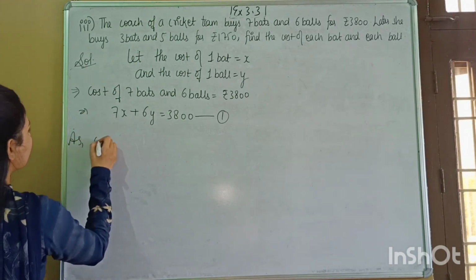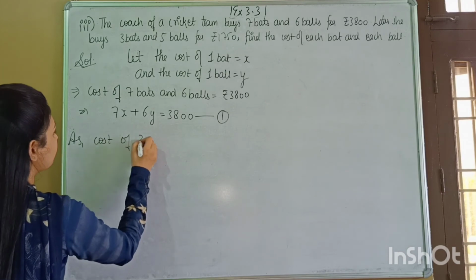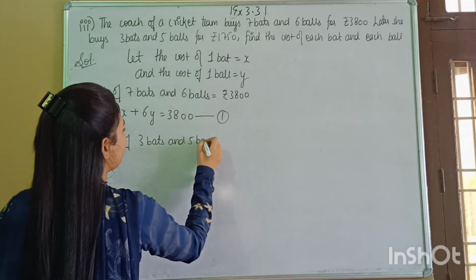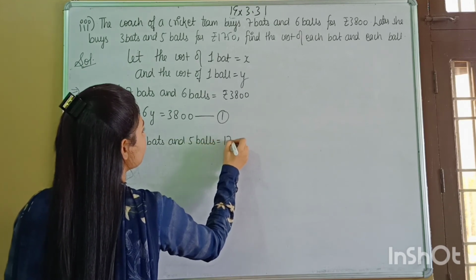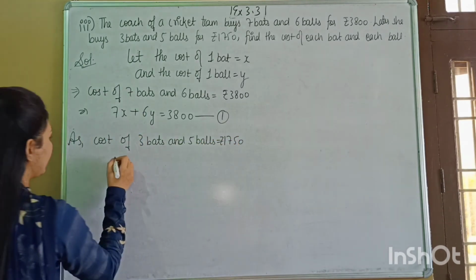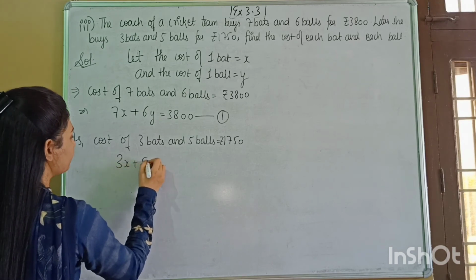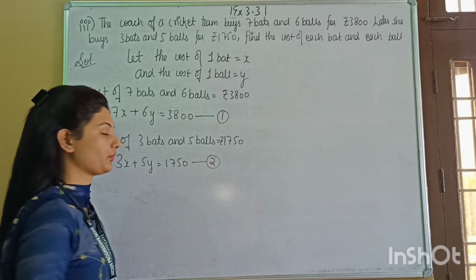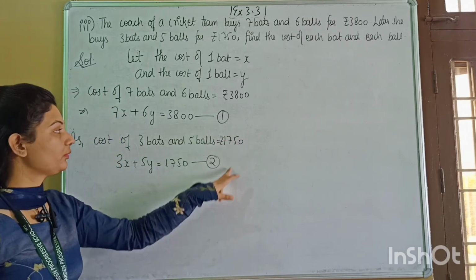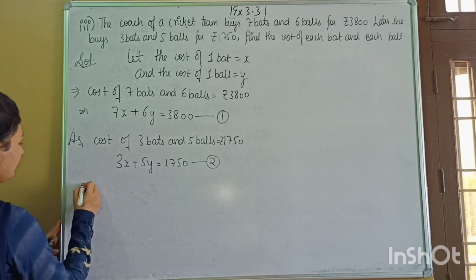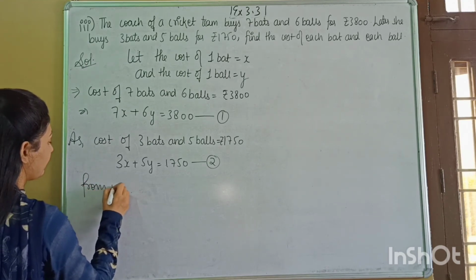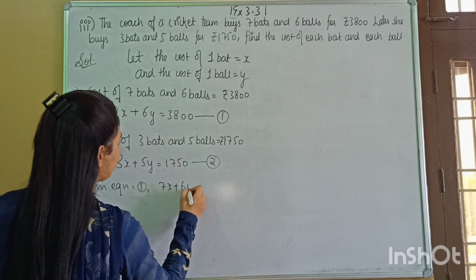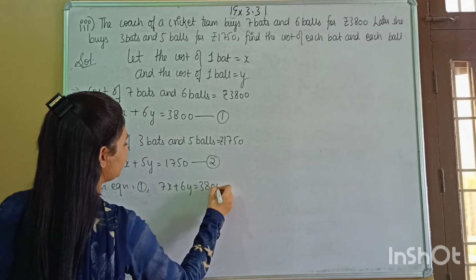Now as cost of 3 bats and 5 balls is rupees 1750, so that is 3X plus 5Y is equal to 1750. This will be named as equation 2. Now we have made both the equations. We will take out the value of X from equation 1, that is 7X plus 6Y is equal to 3800.